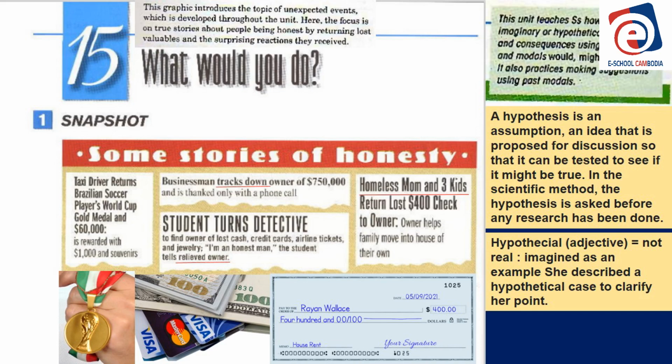You'll see, if you look next to unit number 15, it says this graphic introduces the topic of unexpected events, which is developed throughout the unit. And so through the entire unit, we're going to be talking about unexpected events, something that happened or might happen that we didn't plan. Here in the snapshot, the focus is on true stories about people being honest by returning lost valuables and the surprising reactions they received.